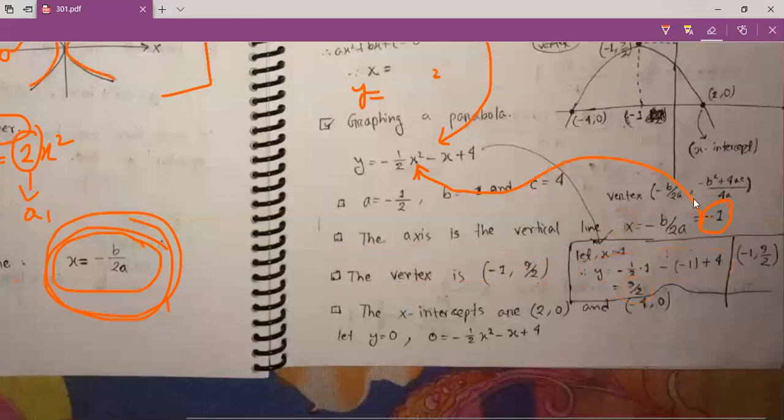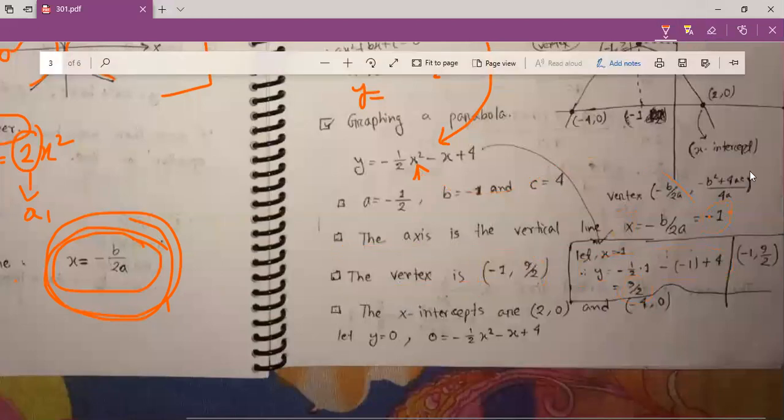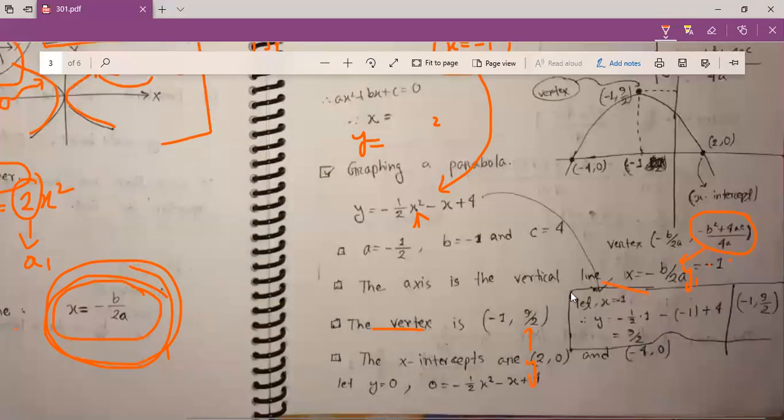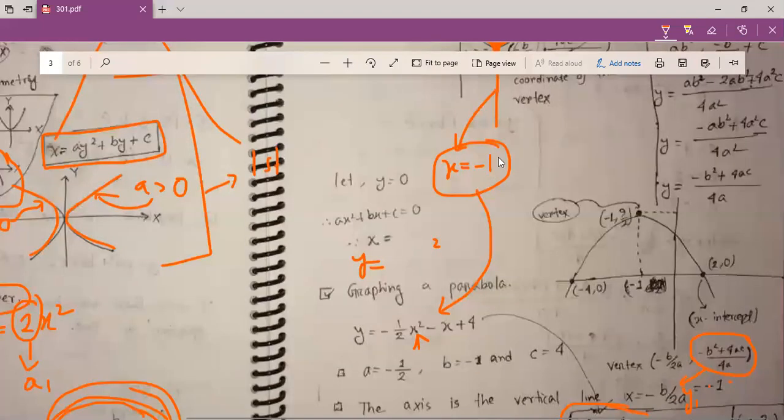We have two ways. We can just use this rule, (-b² + 4ac) by 4a, which gives the value of y for the vertex point. Or we can also just put the value of x in this equation.